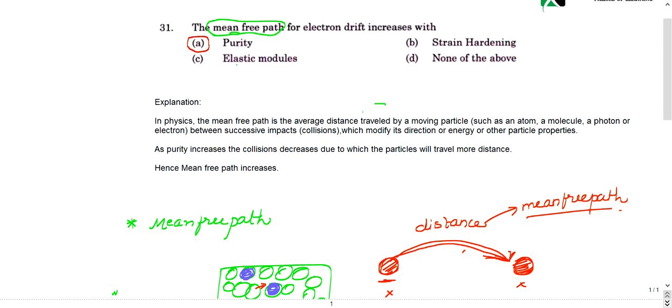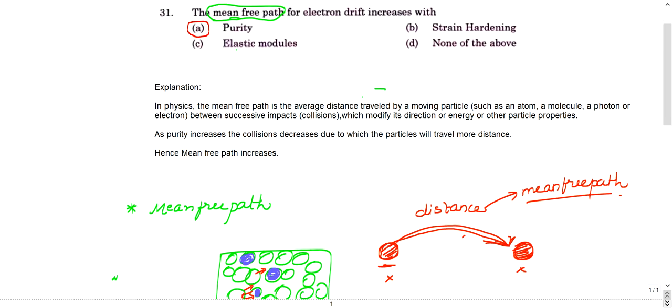What happens is, when impurities increase, the collisions will increase. That is basic physics you should know. When the impurities increase, the collisions will increase. As the collisions increase, they'll occur very quickly. So the mean free path decreases, the path length decreases. Yes or no? Mean free path decreases.